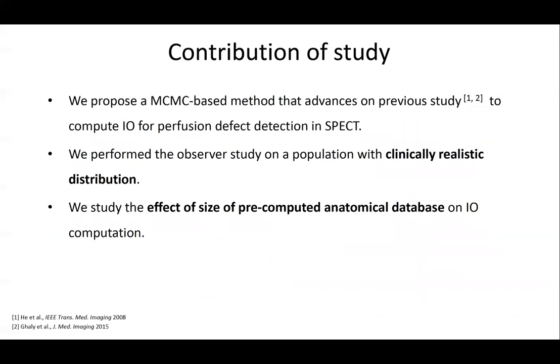In our study, we proposed a MCMC-based method that advances on previous study to compute the ideal observer for perfusion defect detection in SPECT. We performed the observer study on a population with clinically realistic distribution. We also studied the effect of size of pre-computed anatomical database on ideal observer computation.